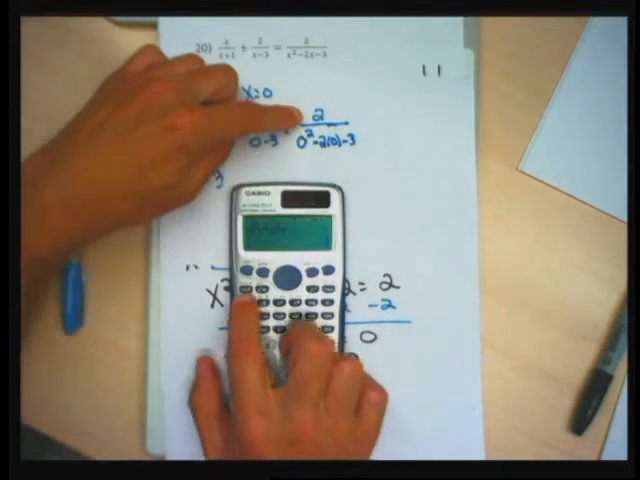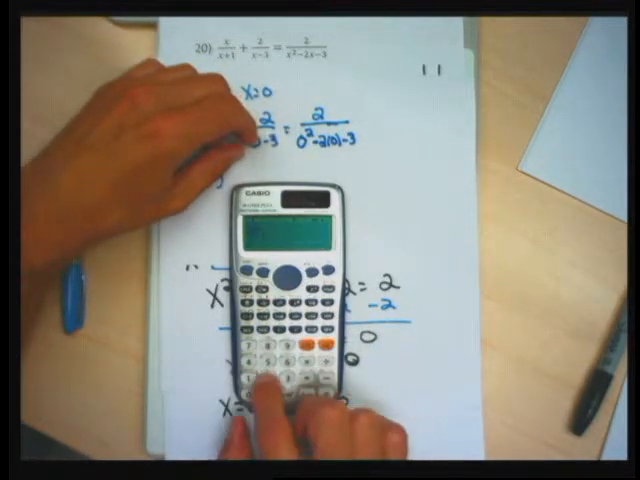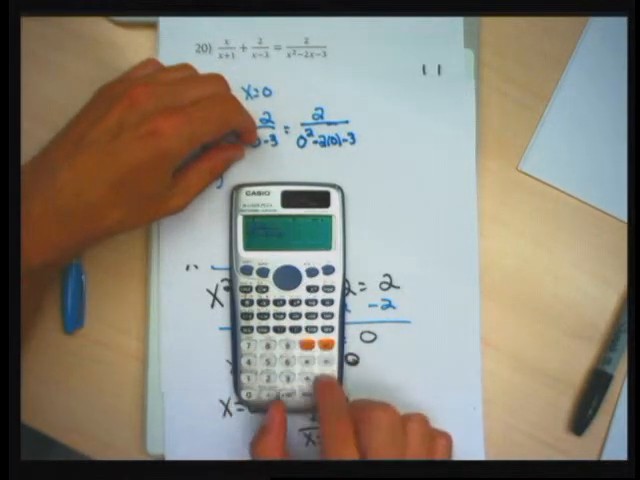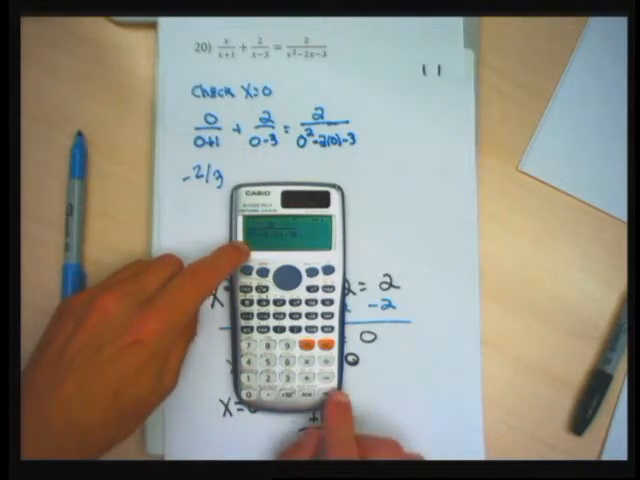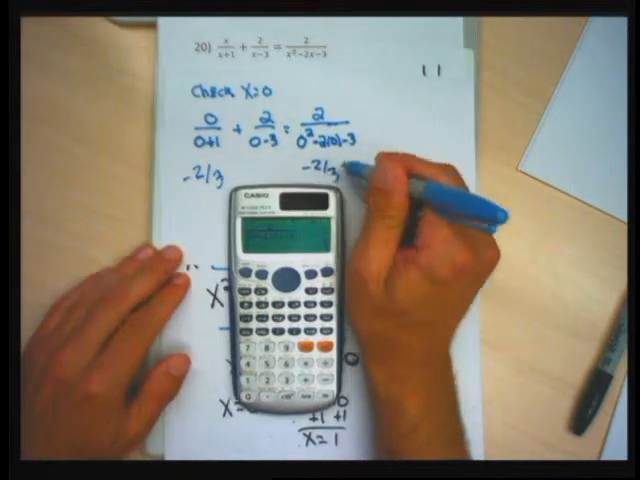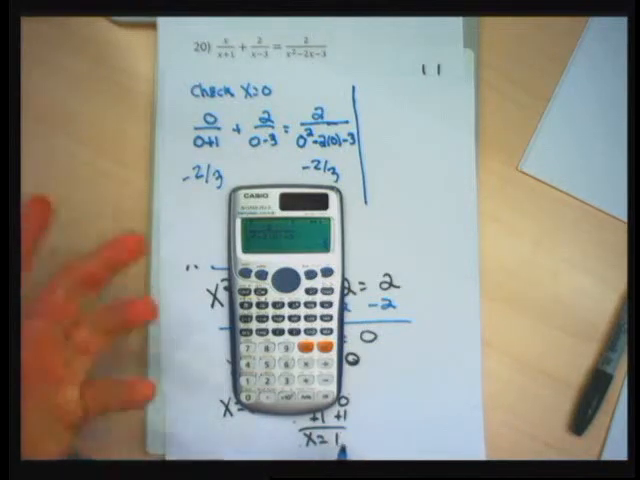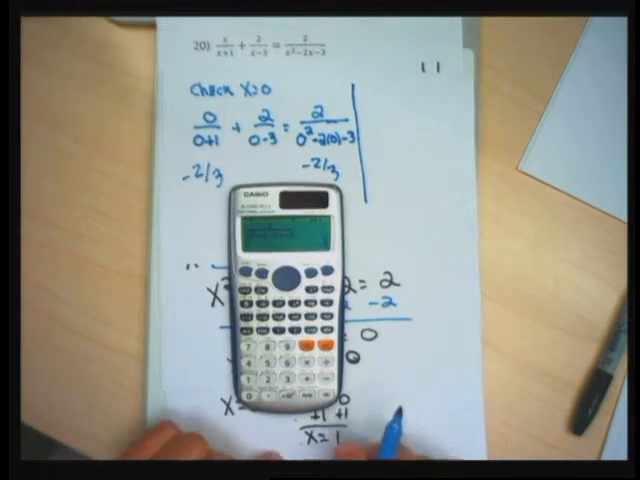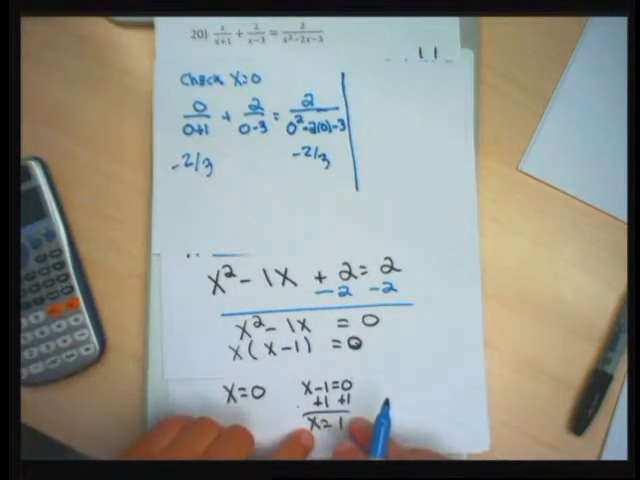The right-hand side I do 2 over 0 squared minus 2 times 0 minus 3. The 0 really didn't need to be in parentheses when I squared it, but it would have been okay to do it. And I got negative 2/3. So 0 is a solution to this problem. It would be wrong to say there's no solution to this problem because 0 works. Now I'm going to check the x equal to 1 that I got over here. Well, maybe that'll work as well.